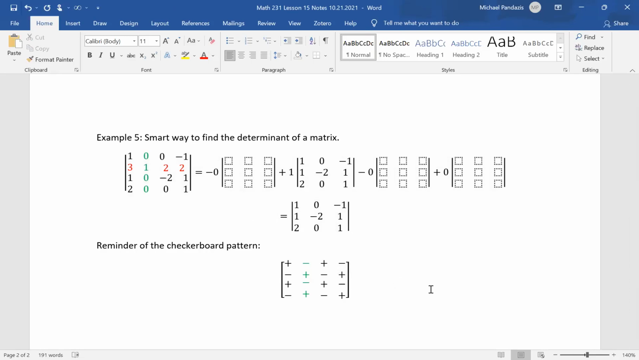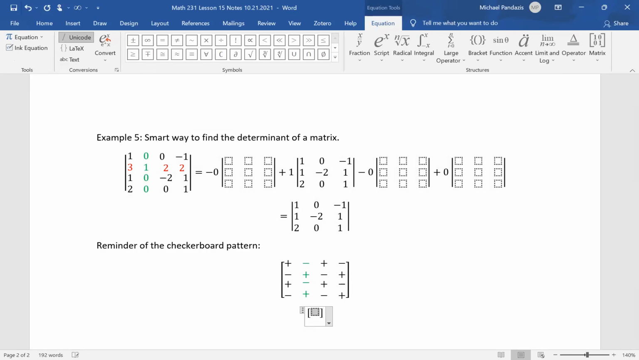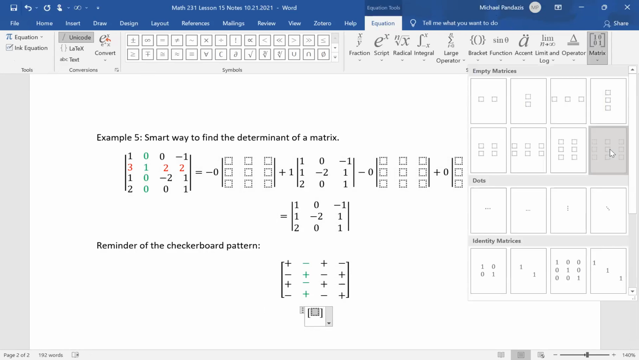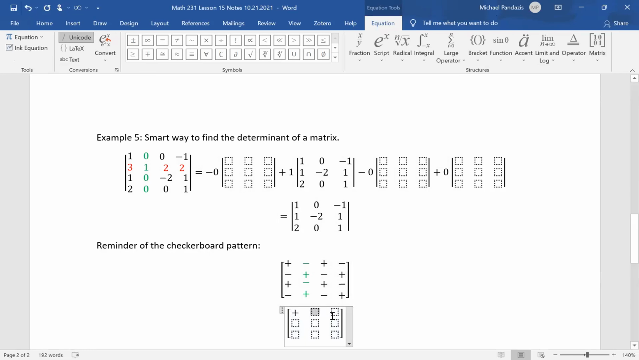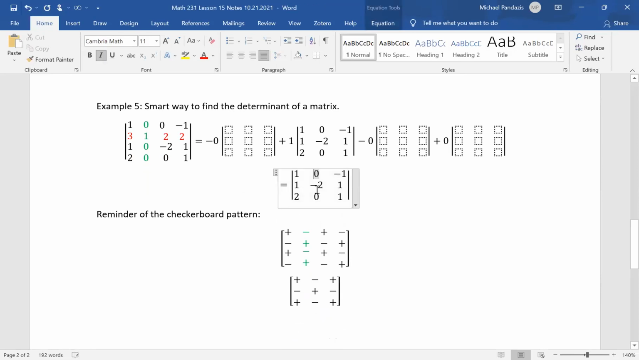Now we want to find the determinant of a 3 by 3 matrix. So let's again remind ourselves of the checkerboard pattern, but this time for a 3 by 3 matrix. You alternate plus and minus signs, and you get this pattern of pluses and minuses. Now, there are 2 zeros in the second column, so let's make our life easier again and choose the second column to find the determinant of this 3 by 3 matrix.